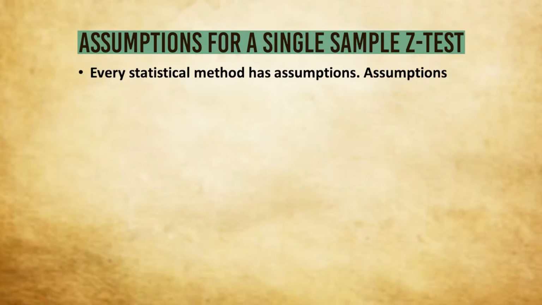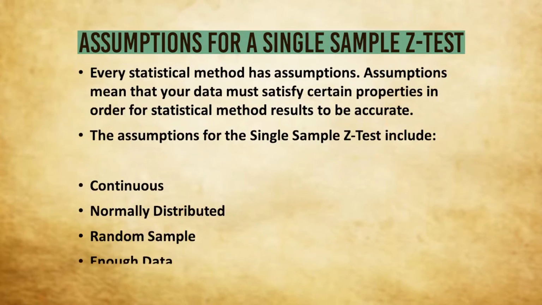There are several assumptions of a single sample Z test. Every statistical method has got assumptions. Unless these assumptions are satisfied, the tests cannot be carried out, or even if carried out, the tests will give erroneous results. The assumptions for a single sample Z test are continuity, normality, that is normally distributed, the data has to be random, that means the sample has to be a random sample, and we have enough data to conduct the test. We shall describe these one by one.